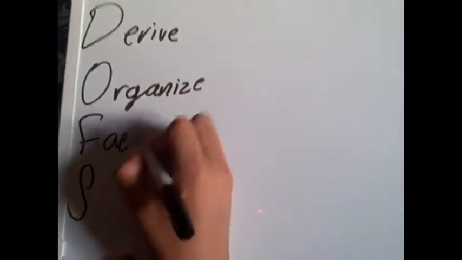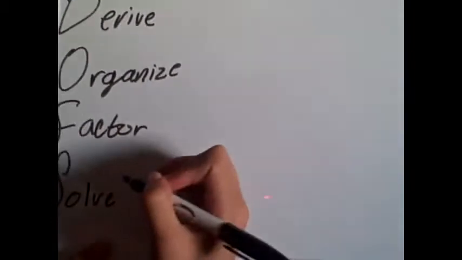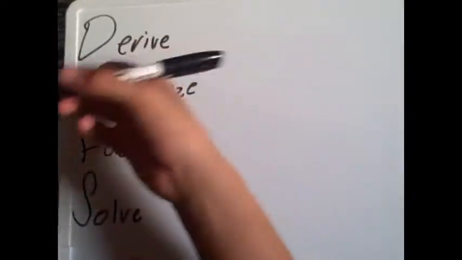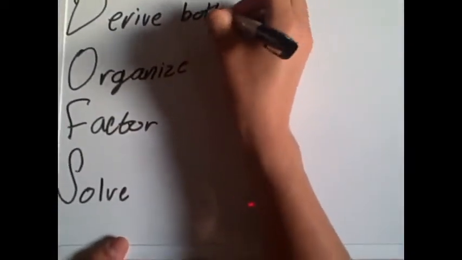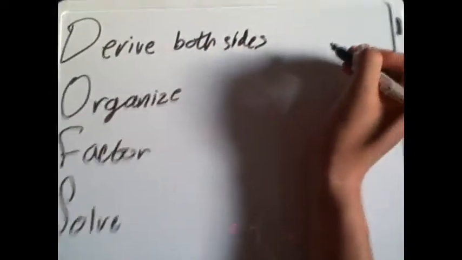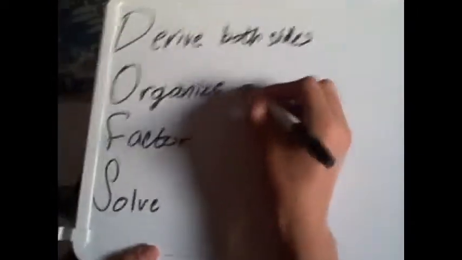Alright. Okay, so to help you guys with implicit differentiation, I came up with a way to ease the pain of deriving these equations. So here's the acronym: DOFS. D means to derive. O is to organize. F is to factor. S is to solve. Okay, so let's start with derive. You're basically deriving both sides of the equation.